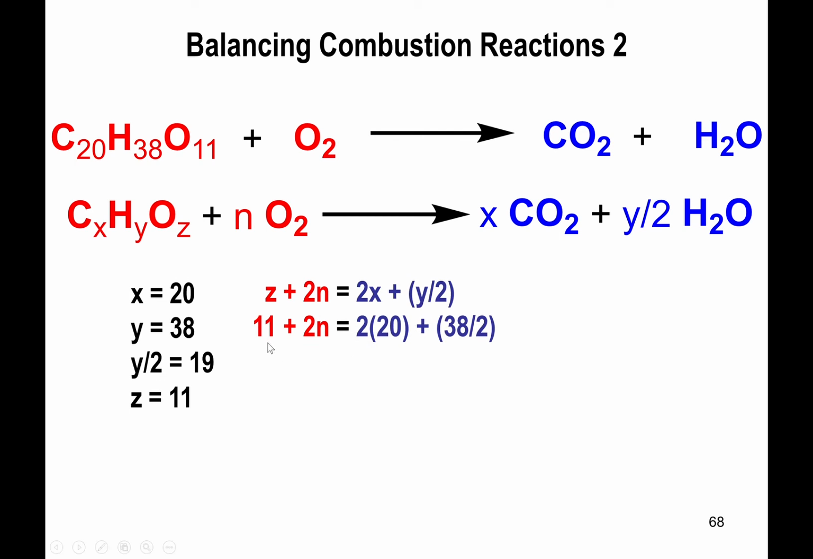Alright, so now we have 11 plus 2n equals 2 times 20 plus 38 over 2. 2 times 20 is the same thing as 40, and 38 over 2 is the same thing as 19. 40 plus 19 is the same thing as 59. If we subtract 11 from both sides to isolate for 2n, we have 59 minus 11, which is the same thing as 48. And if we divide finally by 2 to isolate for the value of n, we find out that n is 24.